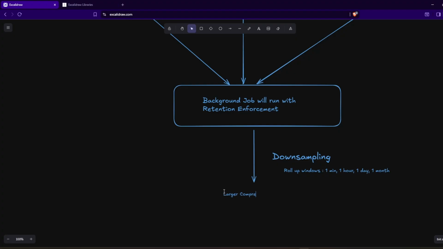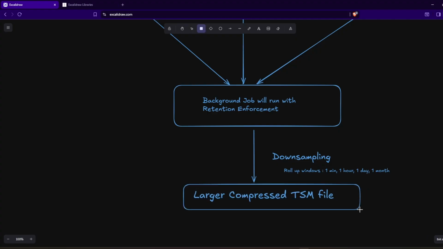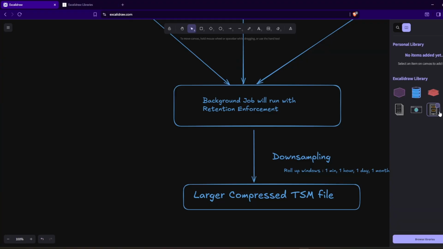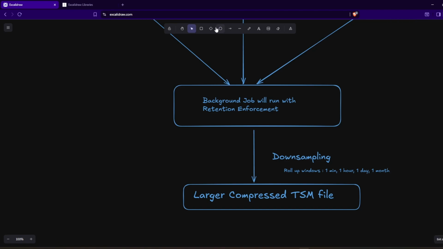Larger compressed TSM file. Okay. So I hope till this point it is cleared. And then through our user query processing, if there is a final user, they can keep on doing the query. Suppose there is a user, so this user from this larger complex tree will be able to query all the data. Okay.